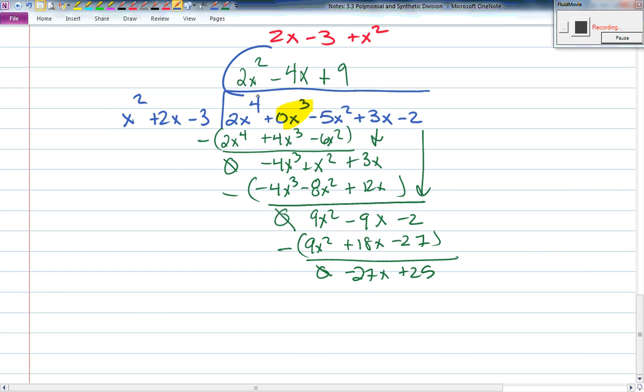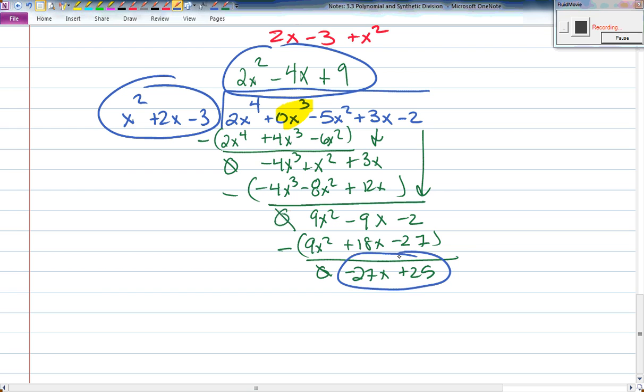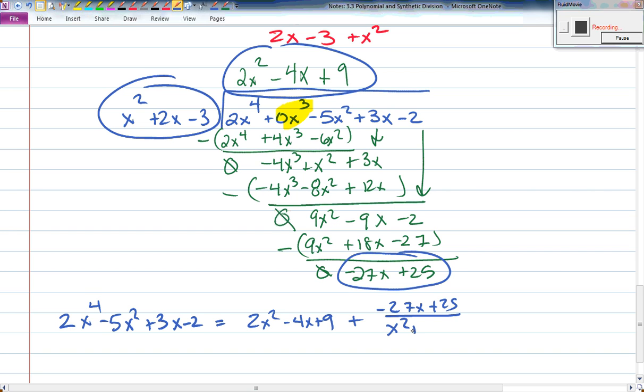You can just say, there's the quotient, there is the divisor, and this is the remainder, no problem. Or you could write it like this: the dividend, 2x to the fourth minus 5x squared plus 3x minus 2, is equal to 2x squared minus 4x plus 9, that's your quotient, plus negative 27x plus 25 all over x squared plus 2x minus 3.